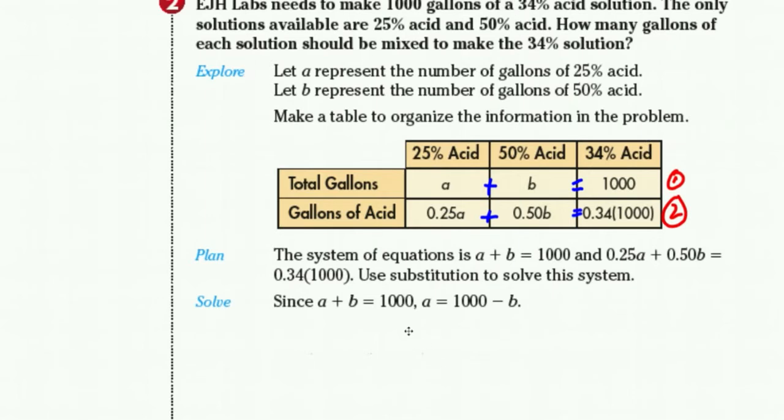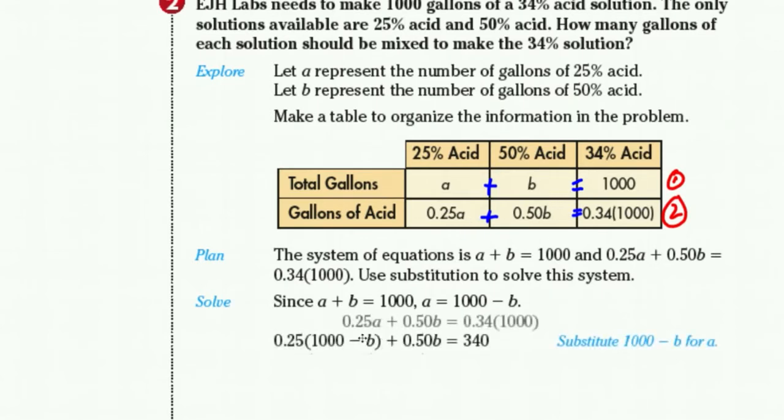So we substitute A equals 1,000 minus B into equation 2, for the A right over there. You end up with 0.25A plus 0.5B. We simply copy the equation and substitute 1,000 minus B for A, and that's why I end up with 0.25 times 1,000 minus B plus 0.5B equals 340.